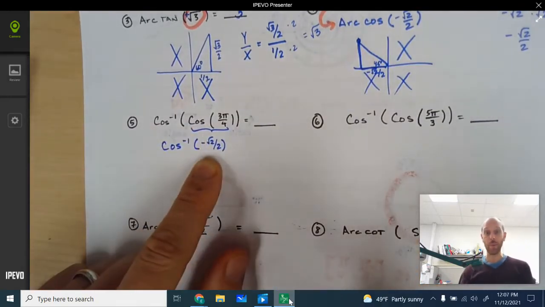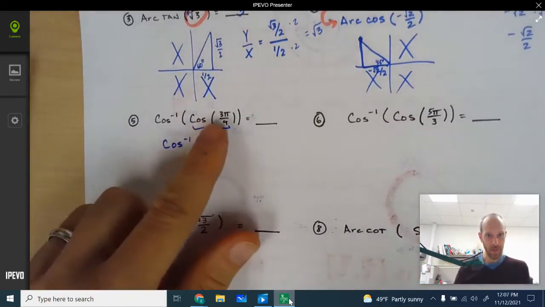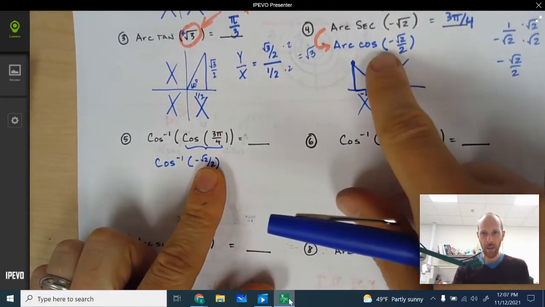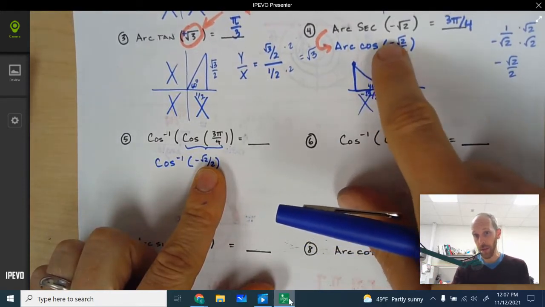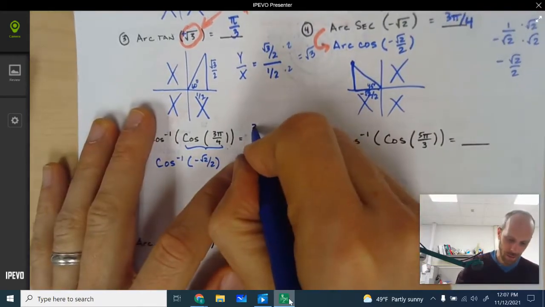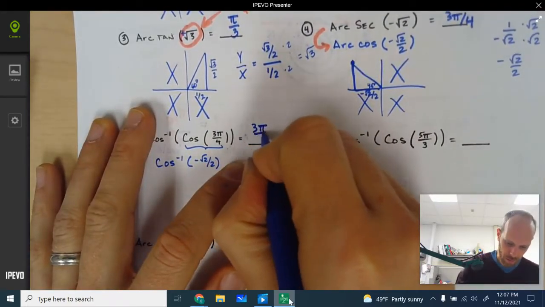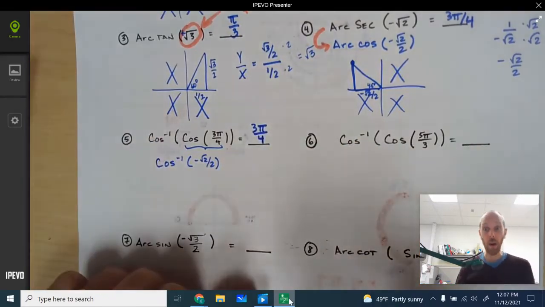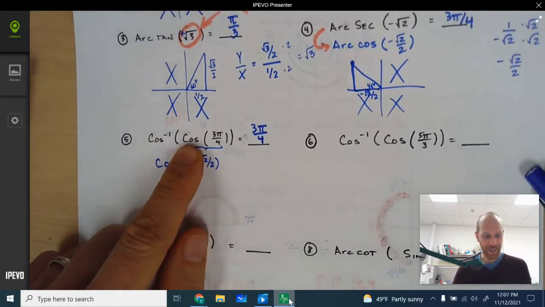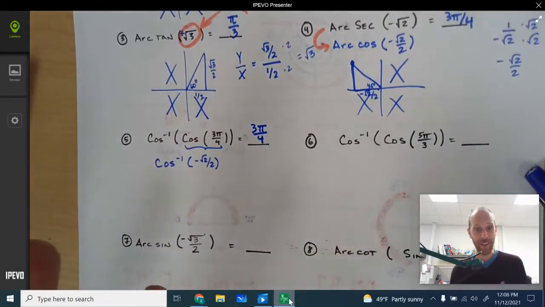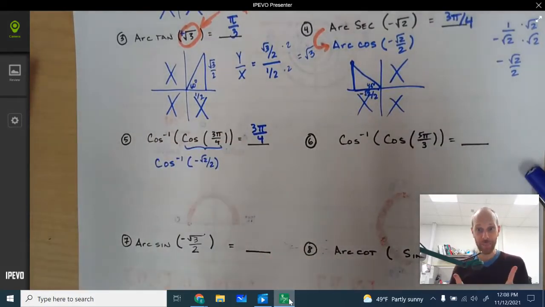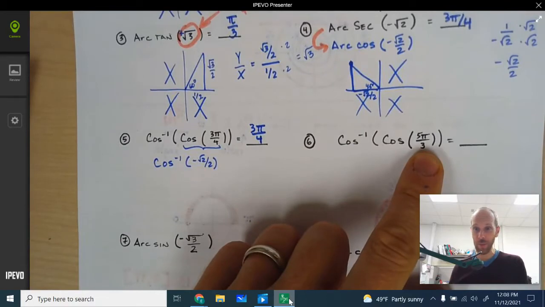Oh, but I just did this one, didn't I? That's what we did right here. We found that inverse cosine of negative roots of 2 over 2 is 3 pi over 4. Which means the inverse cosine and the cosine, they sort of just canceled each other out. We just got that angle. So by that logic, wouldn't the answer to this one be 5 pi over 3?